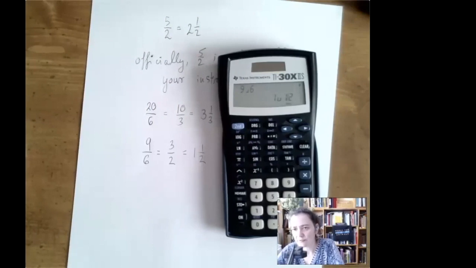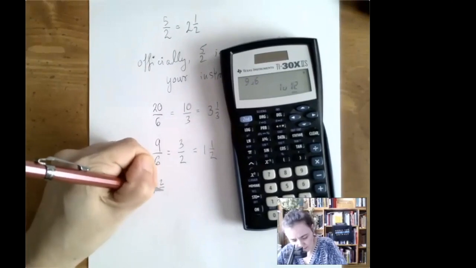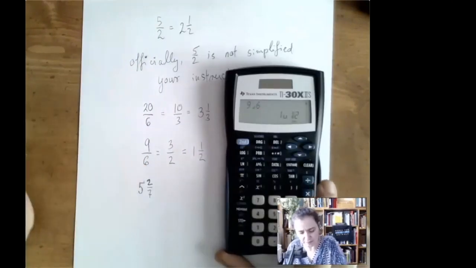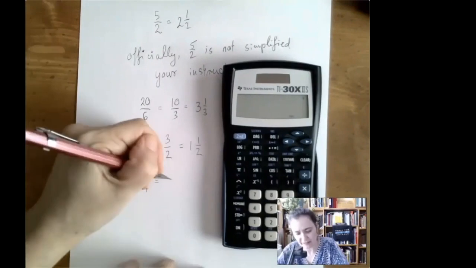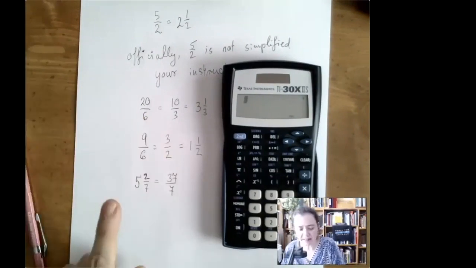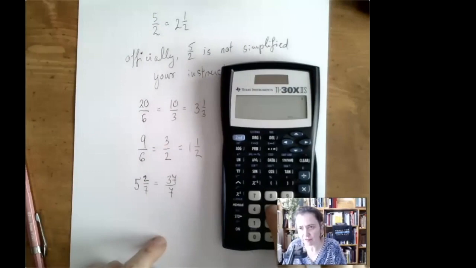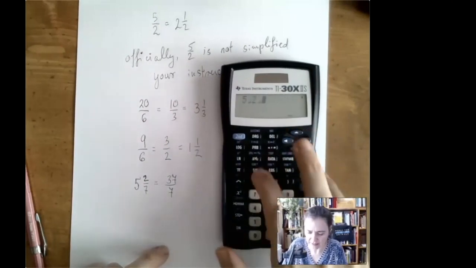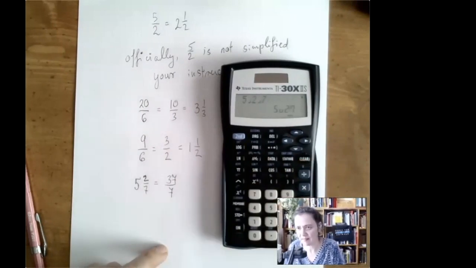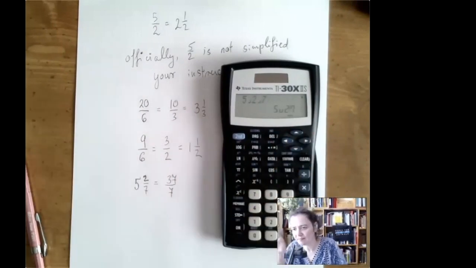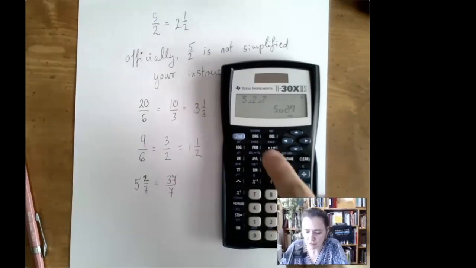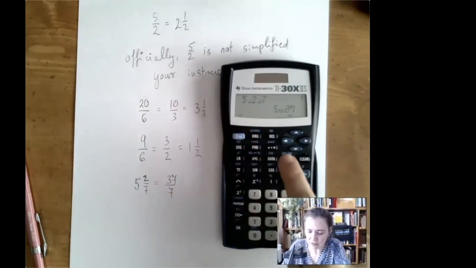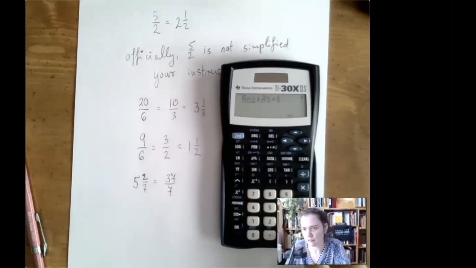So for example, 5 and 2/7. Convert it to improper fraction. 37/7. Thank you. So we can send in this number. We would say 5 fraction bar 2 fraction bar 7, and it understands it, right? You kind of have to get used to that little thing separating the numbers, otherwise it would read as 52/7. But you can use the fraction button, but first the second, and that's how you ask the calculator to convert it. It goes back and forth.